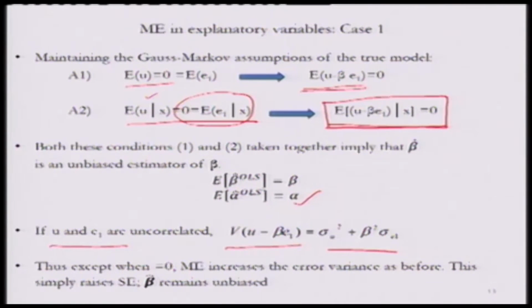Thus, except when, so this is a typo on this slide, this should be sigma E1 square. So, this just means that except when sigma E1 square is equal to 0, the measurement error increases the error variance as before. This just means that the variance of the measurement error is equal to 0 or not. So, naturally we are considering the case where this is not equal to 0 and there is a measurement error. So, this increases the error variance, but does not affect the OLS estimate of beta, which remains unbiased.